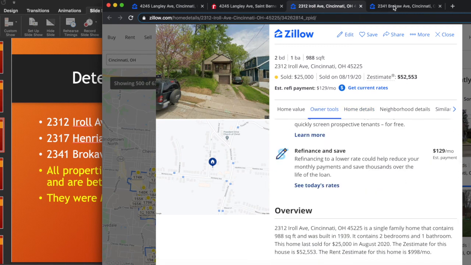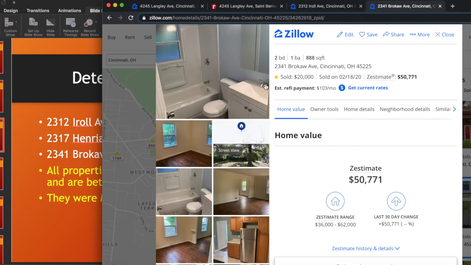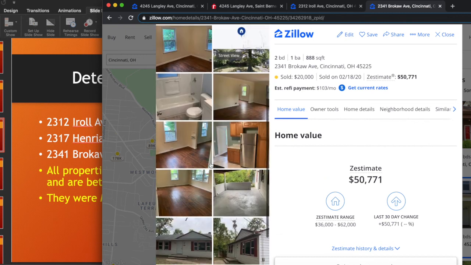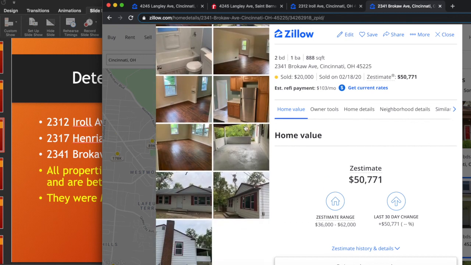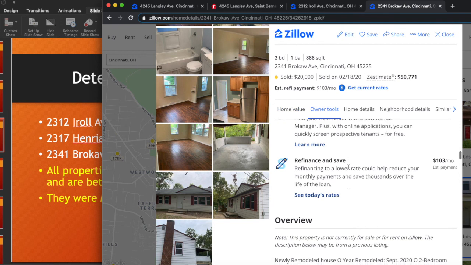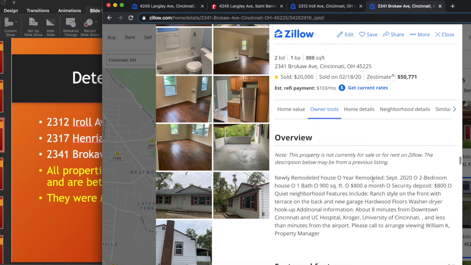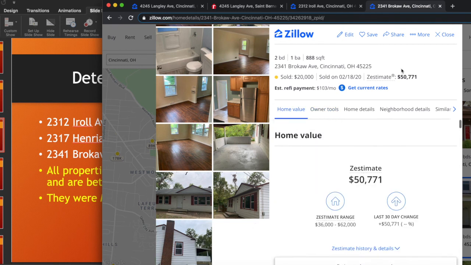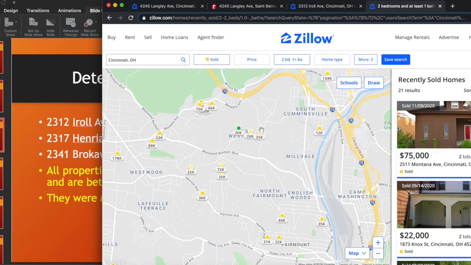All right. Then we have 2341 Brokaw. This property sold for $20,000 in February of 2020. It did not look like this at the time of sale. This all came from the person who bought it. They actually renovated it and put it back up for rent on the market. And we can see the evidence of that right here in the overview section. It describes the property. If we go out of this, we can look at our other comp, and we see what I mean by within proximity of each other. This is all in the same area.